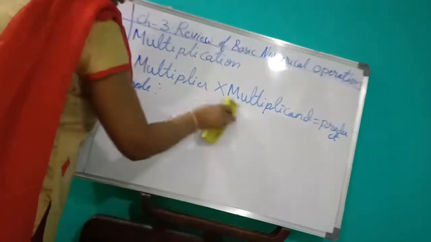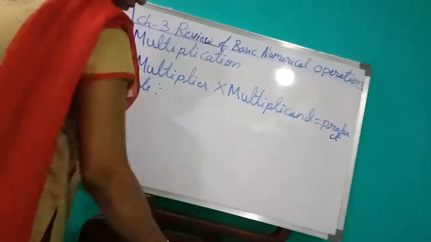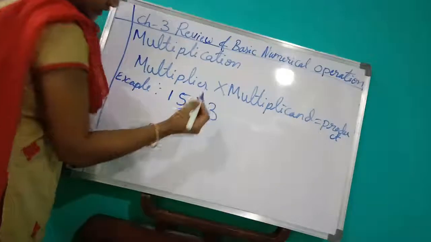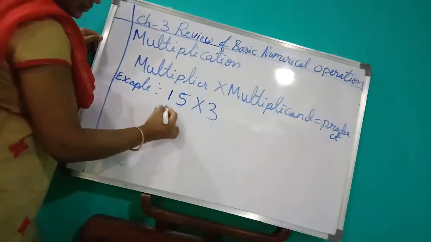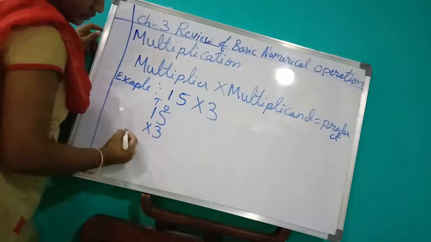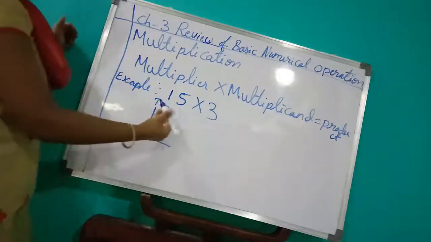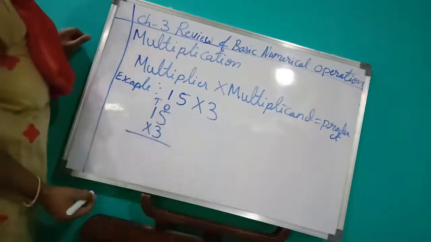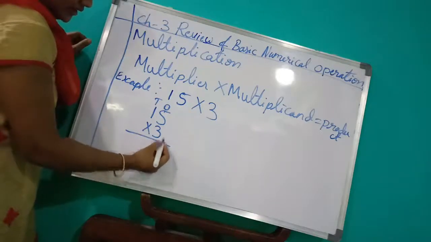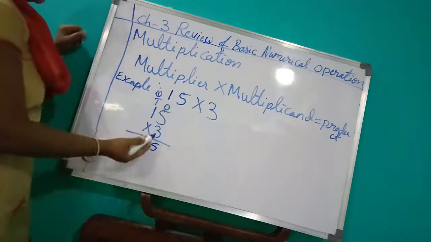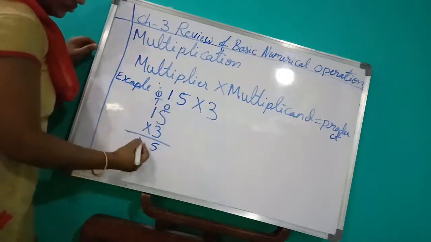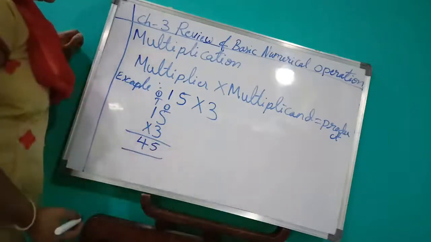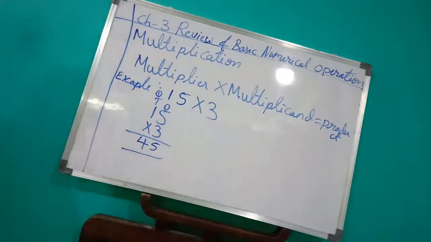One more example I will explain. Listen carefully and do this: 15 into 3, with ones place and tens place. First of all, what do you have to do? You should multiply the ones place. 3 5s are 15, write 5, and carry 1 forward to the tens place. 3 1s are 3, 3 plus 1 is 4. This is the multiplier, this is the multiplicand, this is the product. Yes or no, children? Right.